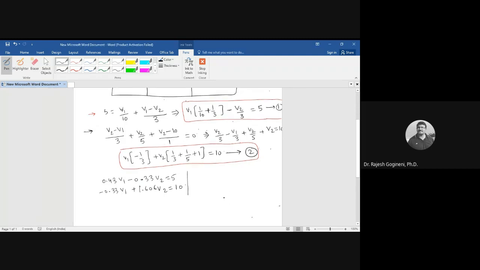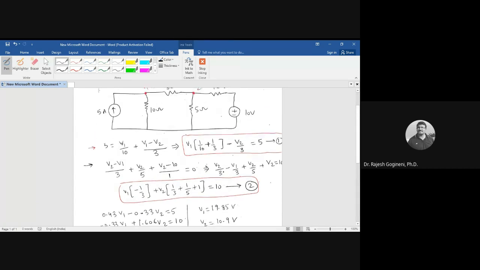So solve these two equations. You get V1 as 19.85 volts and V2 is 10.9 volts. Now find all the currents.